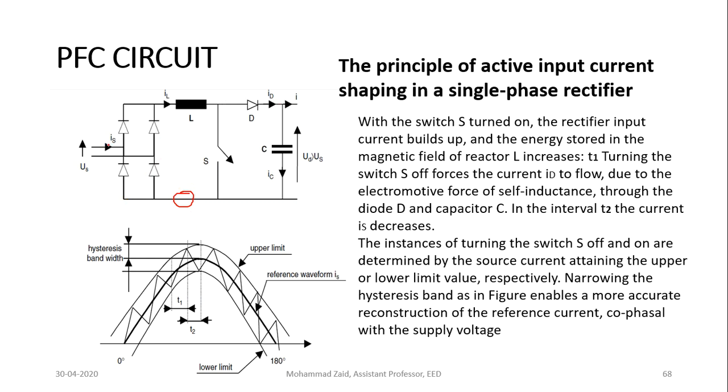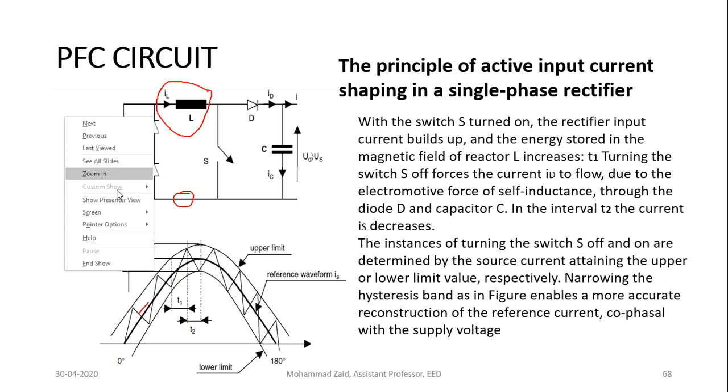Whenever this switch is off, this inductor will also be working. This inductor is connected in both conditions. This is the advantage, that we are getting an inductance in both, and inductance has the property to reduce the ripples in the current. So this is the inductor current which we have sensed, and this is the reference current which we have generated.